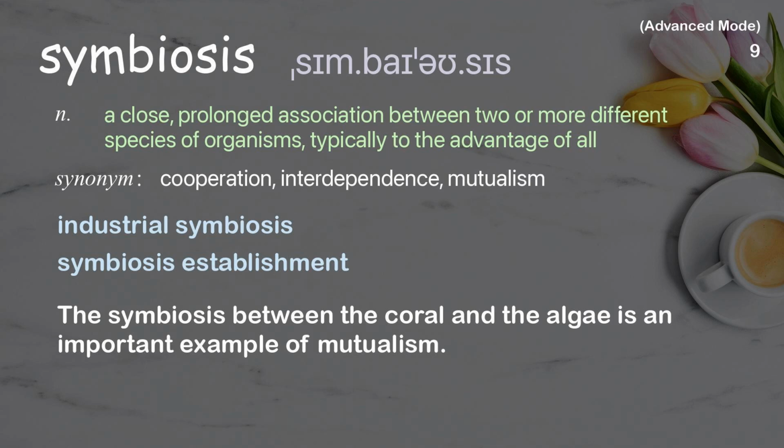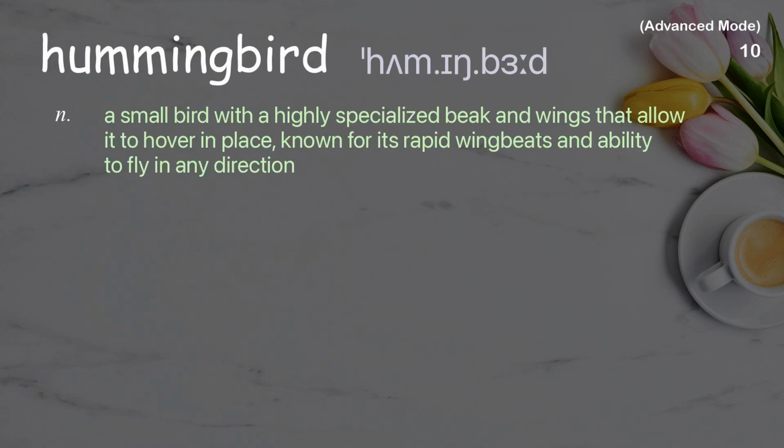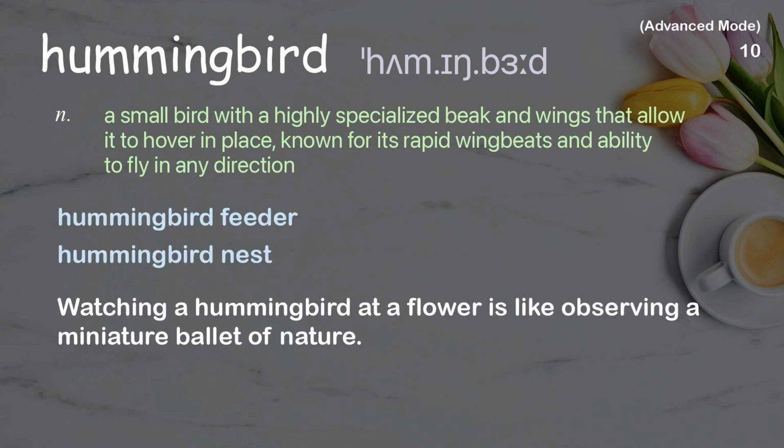Hummingbird. A small bird with a highly specialized beak and wings that allow it to hover in place, known for its rapid wing beats and ability to fly in any direction. Examples: hummingbird feeder, hummingbird nest. Watching a hummingbird at a flower is like observing a miniature ballet of nature.